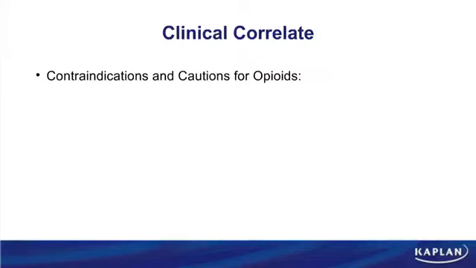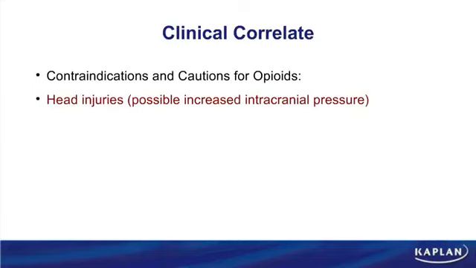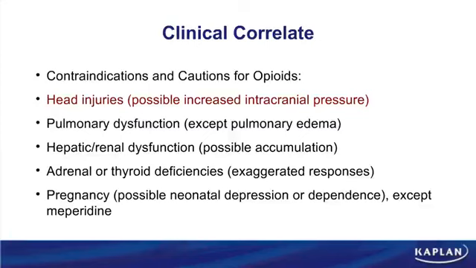When you look in the margin at the clinical correlate, there are several contraindications and cautions for opioids. The most important of these we've already covered. That would be to watch out for morphine in head injuries. Due to its vasodilating action from histamine, you can see an increase in intracranial pressure. Let's highlight one more. There's a contraindication in pulmonary dysfunction, unless you're dealing with pulmonary edema where opioids actually have benefit. This is related to their ability to cause respiratory depression, so you don't want to use these drugs in somebody who already has a pulmonary dysfunction.